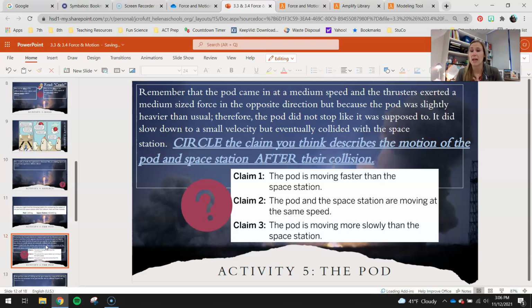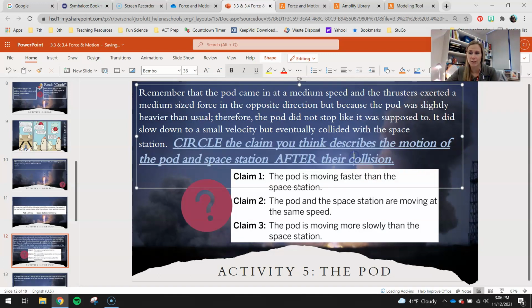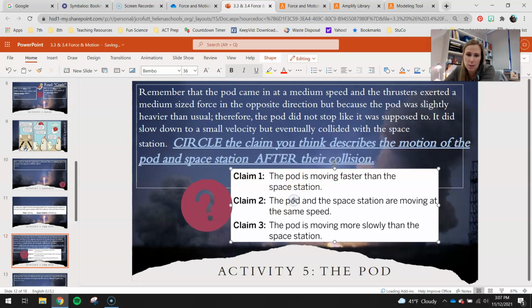Okay, so what you guys are going to look at is what is that force like the second those two are colliding with each other? And then what do you guys think the response is going to be? What's going to happen to the velocity of those two objects afterwards? Okay, so the pod is moving faster than the space station. You guys have 3 claims. You guys are going to circle the claim you think describes the motion of the pod and space station after their collision. So claim 1 says the pod is moving faster than the space station.